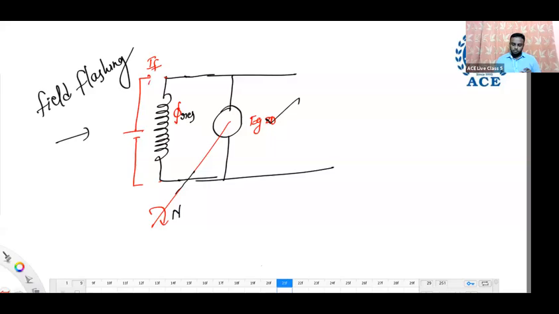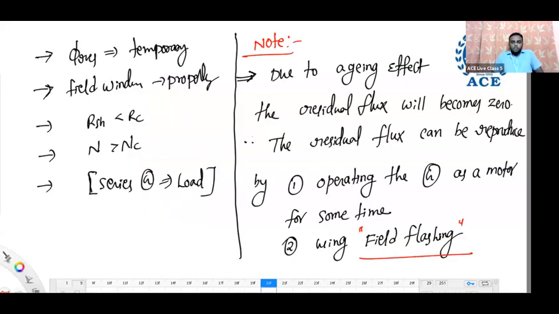Now which method is best? The first one, operating the generator as a motor first, or the second one, using field flashing? One or two? Most of you answered the first one, and very few of you answered two. Let's see which one is right.